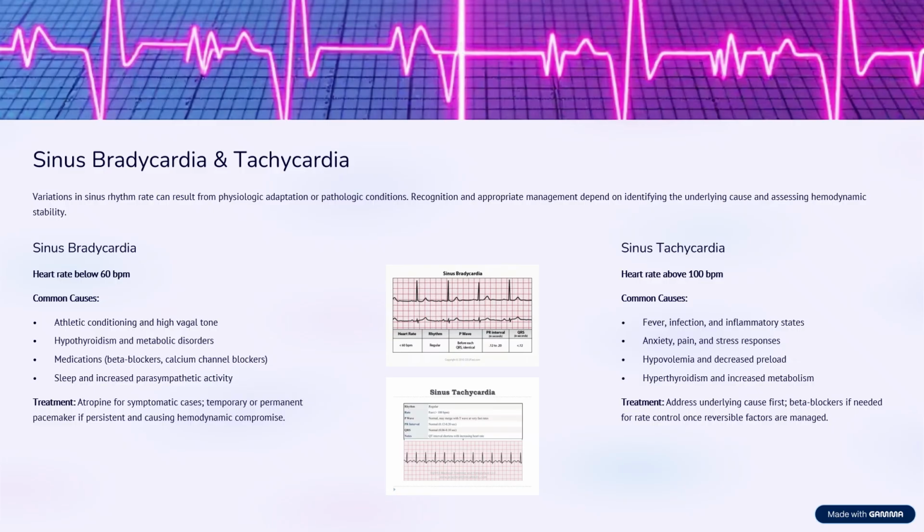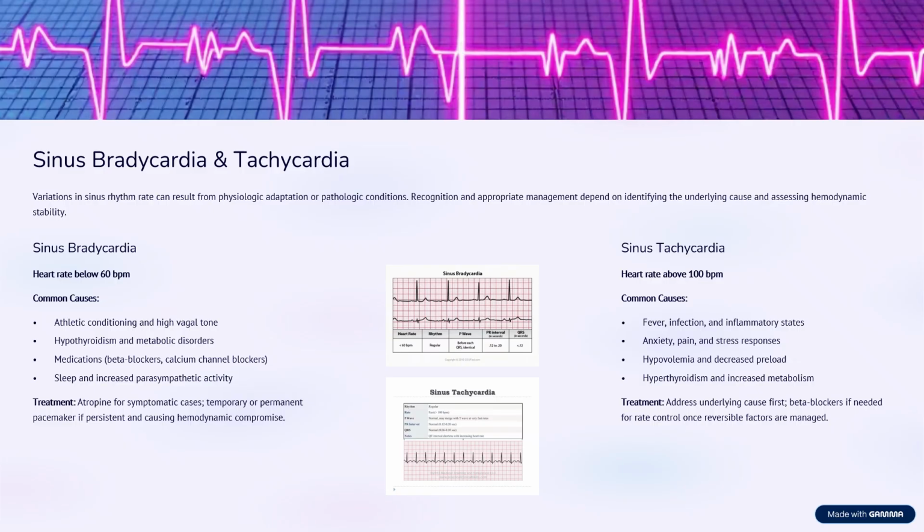Let's examine sinus bradycardia and sinus tachycardia, both originating from the SA node, but with abnormal rates. Sinus bradycardia occurs when the heart rate falls below 60 beats per minute. Causes can range from normal physiological states, such as in a well-conditioned athlete or during sleep, to pathological conditions like hypothyroidism, increased vagal tone, or medications such as beta blockers or digoxin.